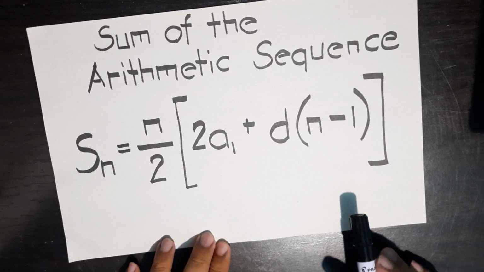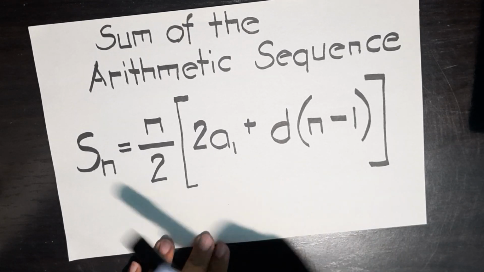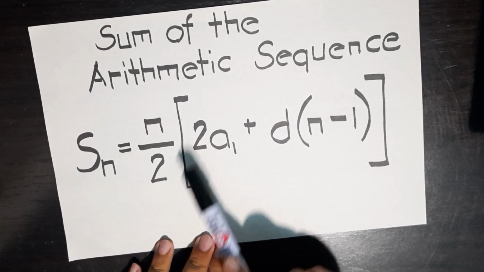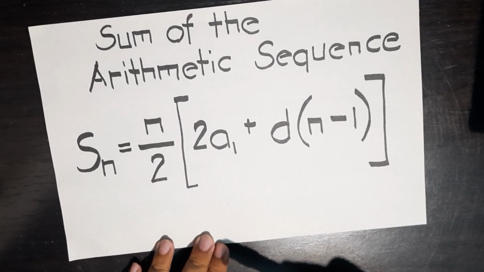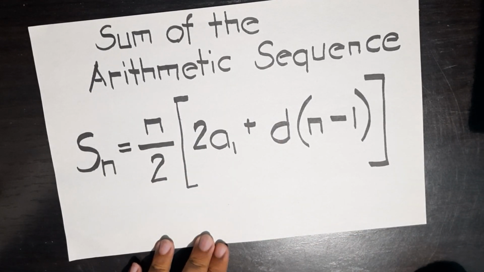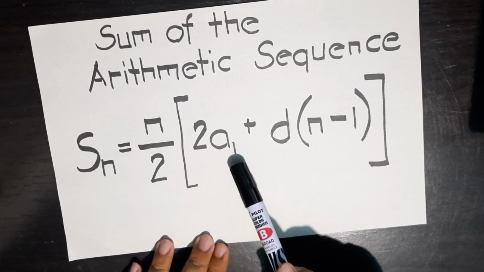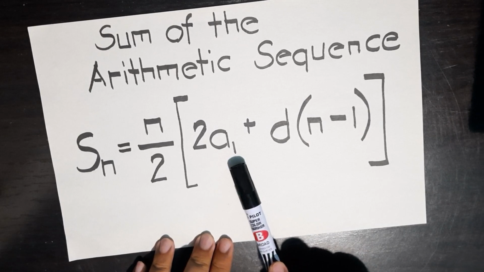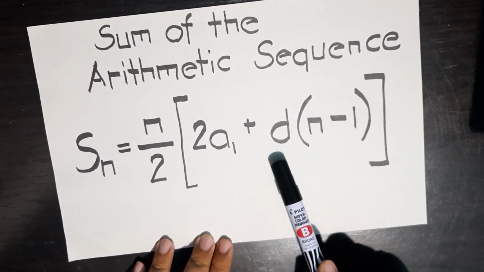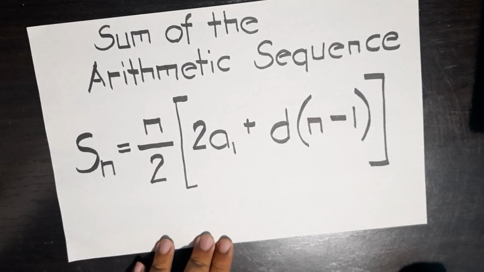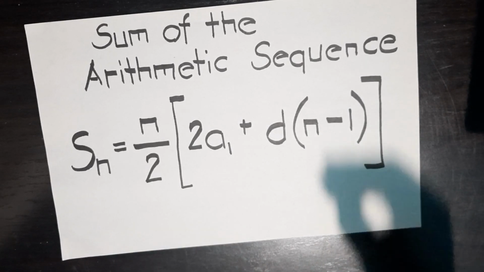Let's begin. The formula is S sub n equals n divided by 2. Our n here refers to the number of terms that we are going to solve, multiplied by 2 times a sub 1, which is the first term of our sequence, plus the common difference times the quantity of n minus 1. Let's have our first example.